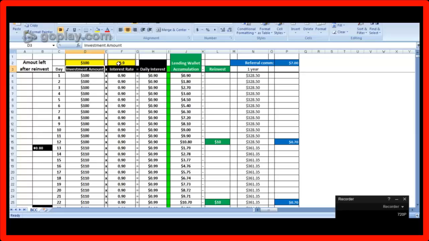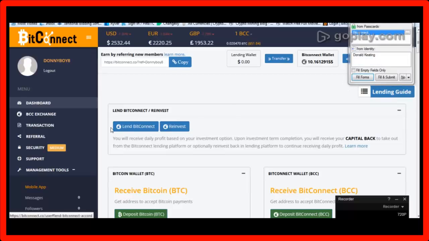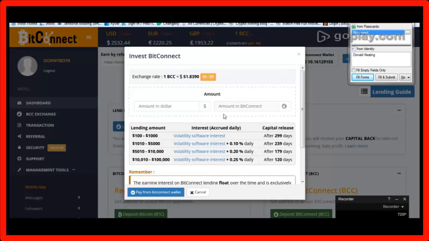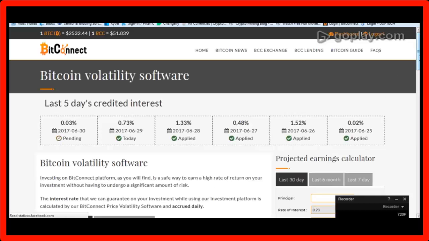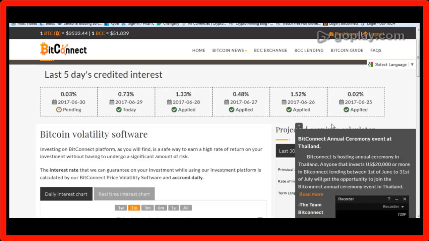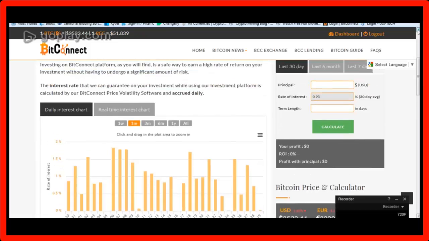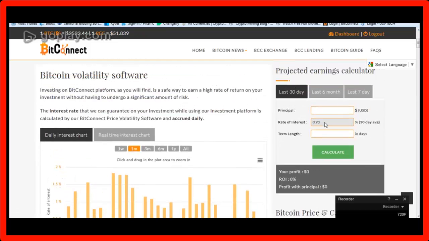And then this block is your average daily interest rate. I used 0.9 because that is what BitConnect has been averaging paying out over the last 30 days. And I just want to double check that again. Here you can see the last 6 days of payouts, or 5, and then this is for today or tomorrow. But yeah, the last 30 days, the average rate of interest has been 0.93. So I'm just going to keep that 0.9 in there. I think that's safe.